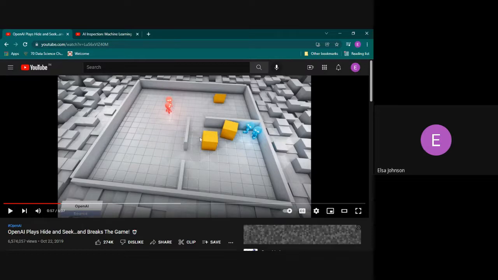One of the rules or parameters of this game is that if they move these boxes and place them somewhere, they can lock the box so that it can't be moved again. Another thing is that at the start of the game, there is some time where the seekers will be locked and they can't move from there. So the hiders will have some time to do something. Okay. See what happens.